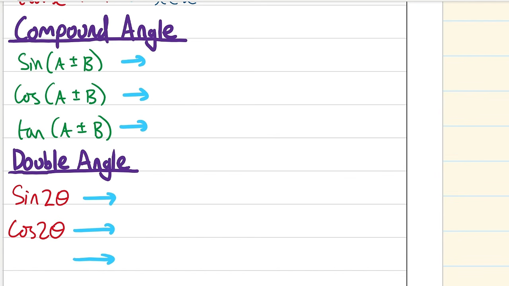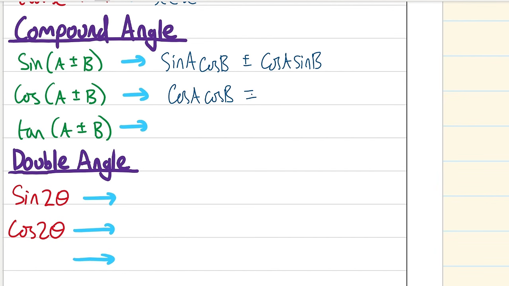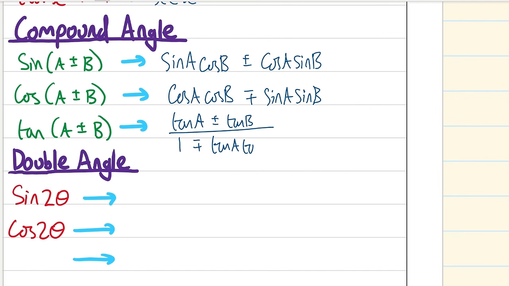Compound angle, you are given these. Again, it's good to know them and familiarise yourself with them. Sine A, cos B, the sine stays the same, and then cos A, sine B. For cos, we have cos A, cos B, and don't forget that the signs flip, and then sine A, sine B. And for tan, the lesser known one, we will have tan A plus or minus tan B all over 1, flip the sign over tan A, tan B.